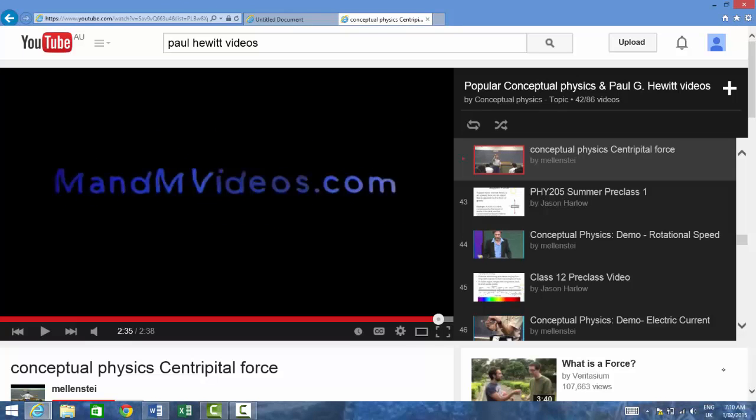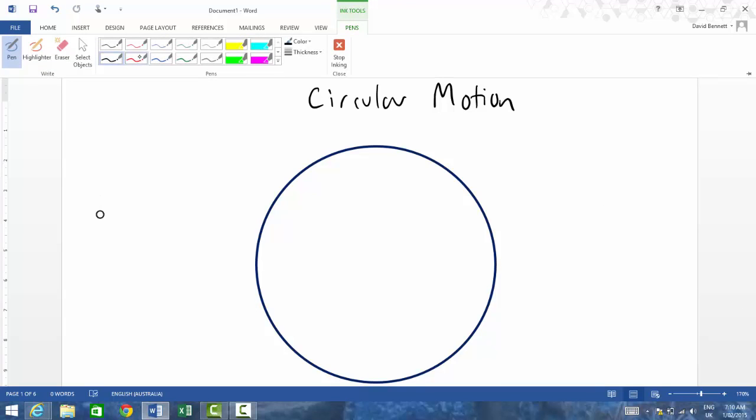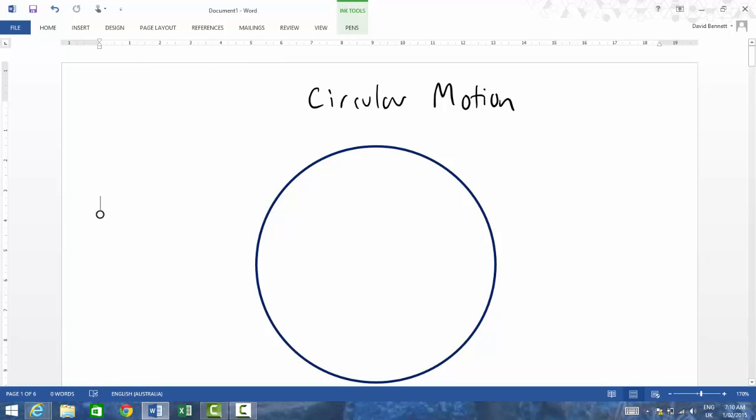Alright, so looking at the Paul Hewitt video, I think it's quite a good one in terms of setting you up with what you need to do in terms of looking at the concept of centripetal force. Right, so this is a little proof that I'm going to show you, which I think is essential to be able to do. This is one that often gets asked in an exam.